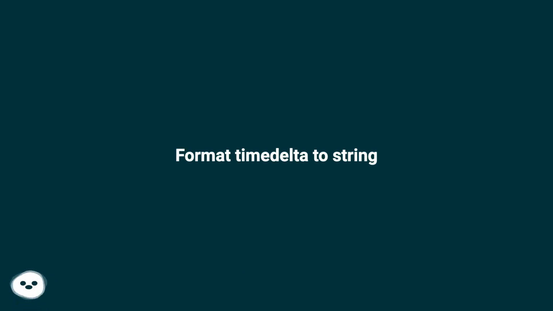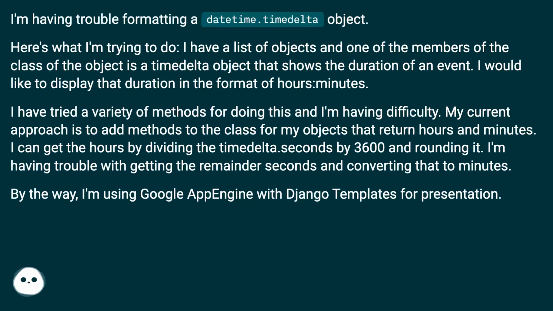Format Timedelta to string. I'm having trouble formatting a datetime.timedelta object. Here's what I'm trying to do.